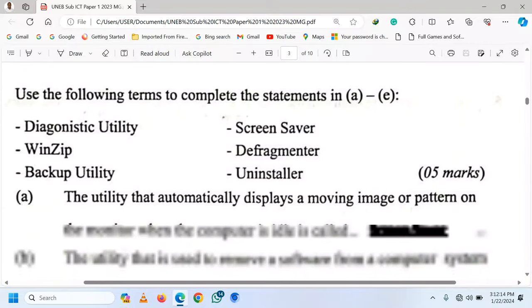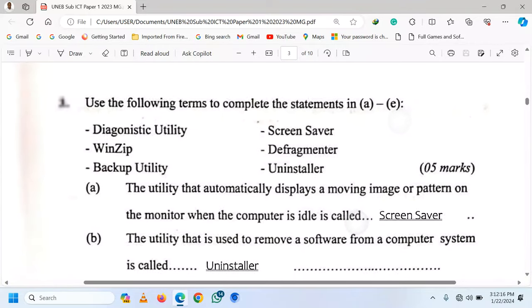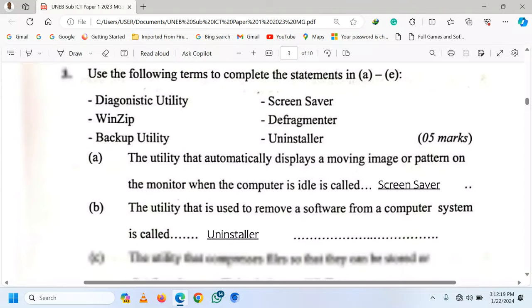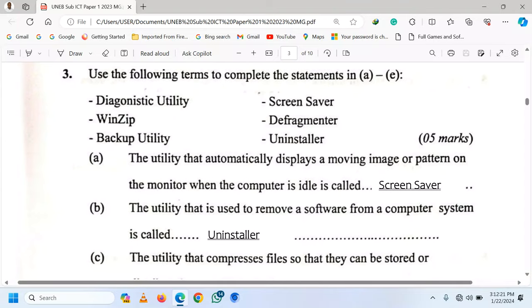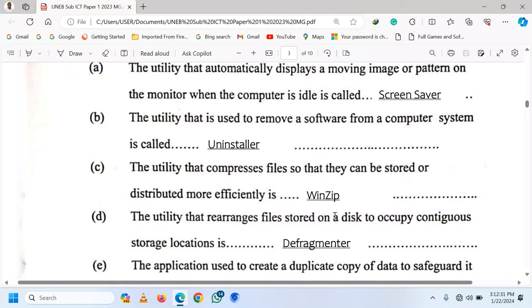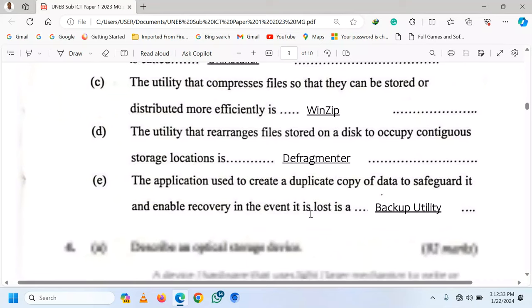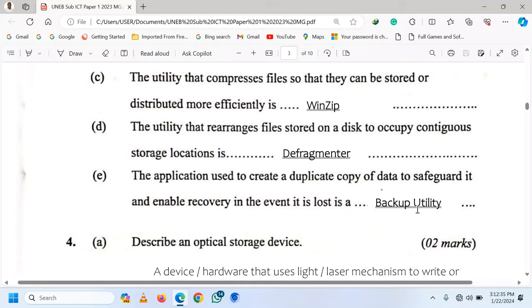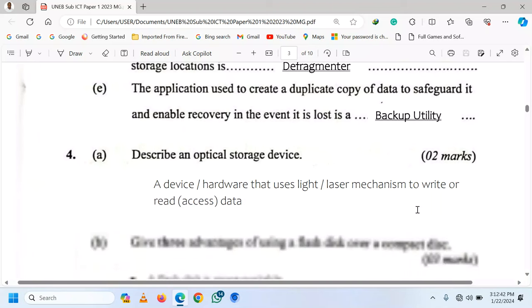More to that, here we are given the following terms to complete the statements in A to E. Part A was supposed to be screen saver, part B an installer, part C WinZip, part D defragmenter, and part E is a backup utility. So you can go through those questions and get their respective answers.